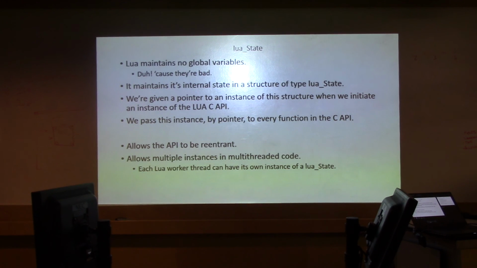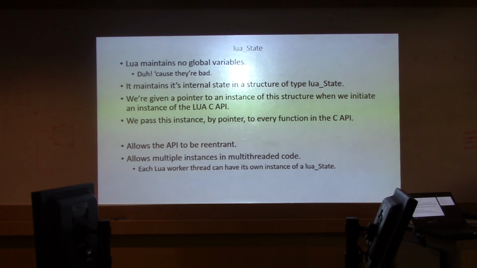There's a thing called the Lua state. Lua internally maintains no global variables. It maintains the internal state of the Lua interpreter in this structure of the type Lua state. And so when we initialize Lua, it gives us an instance of this structure. And then every time we make a Lua call, we pass in this structure back to it.